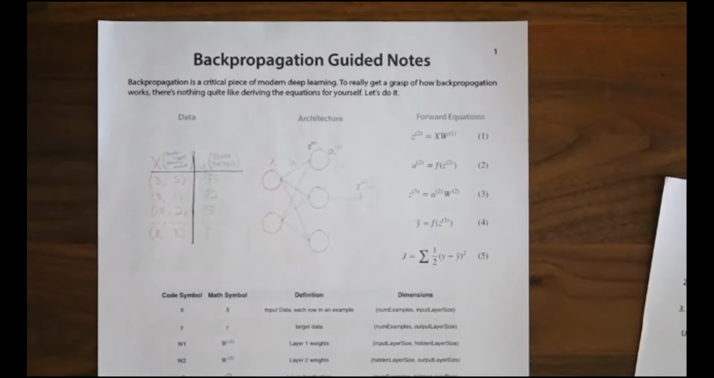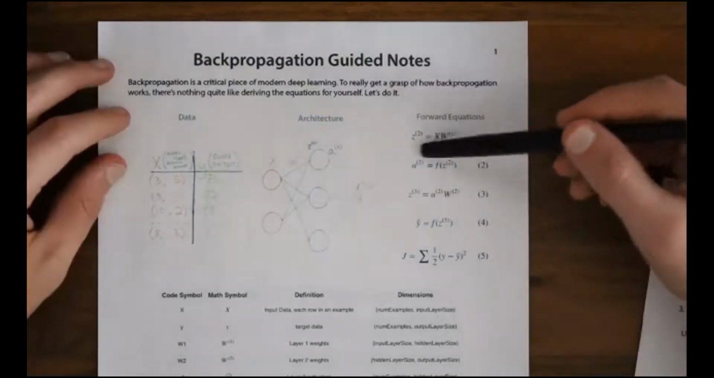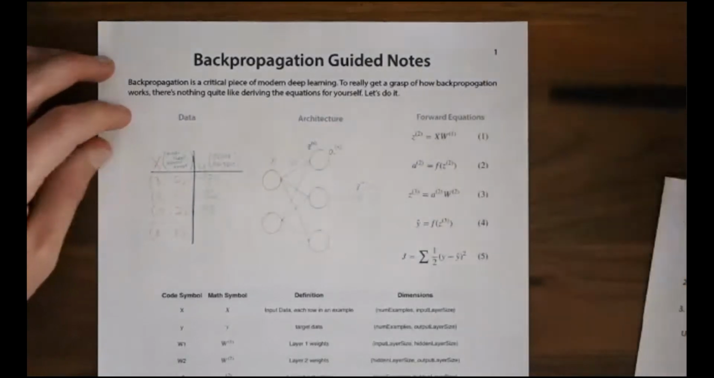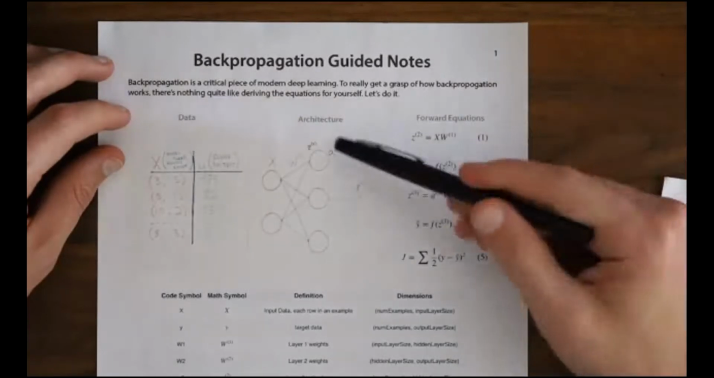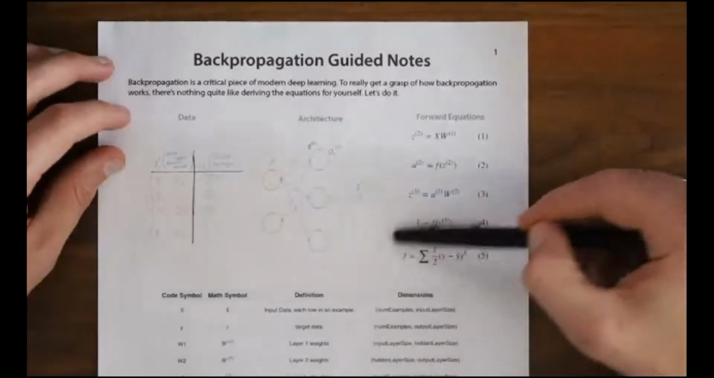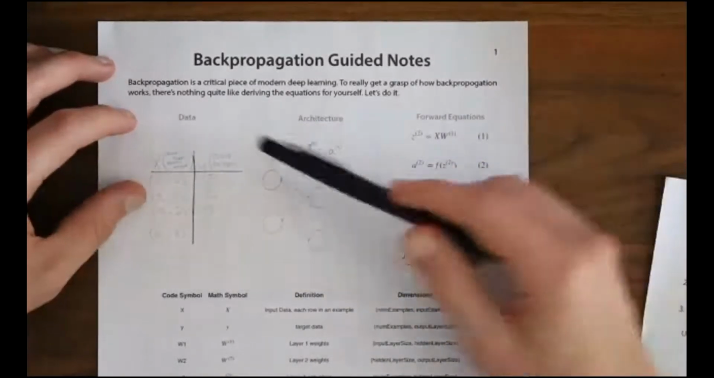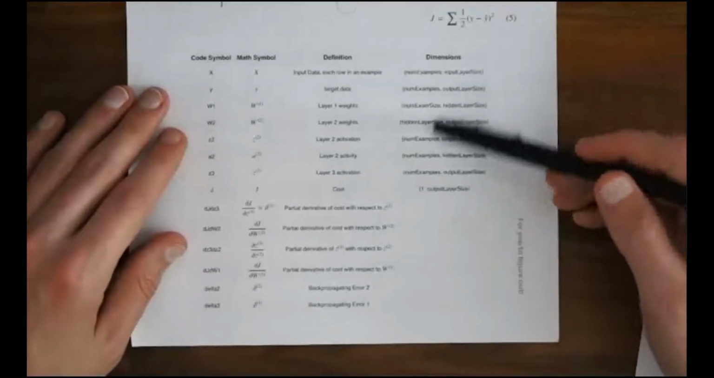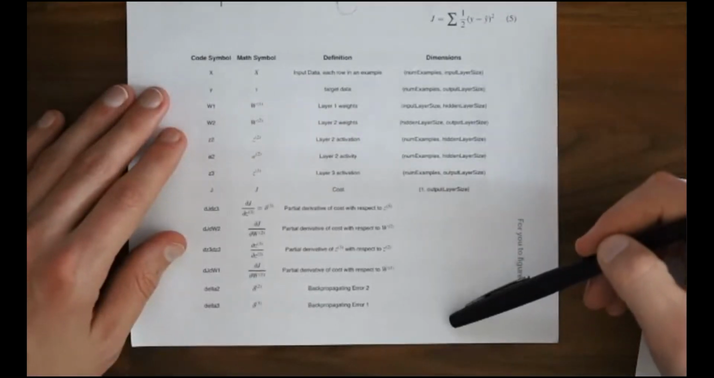Referring back to this sheet is going to be really helpful. This is going to have all our forward equations. It's a little hard to see in the image, but you'll see it on the PDF. Here's a picture of the neural network. Here's our data. Here are all our key variables, laid out so you can refer back to them easily. And we're going to fight through here.